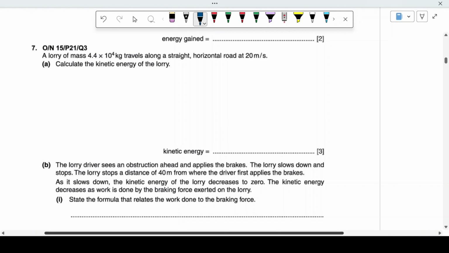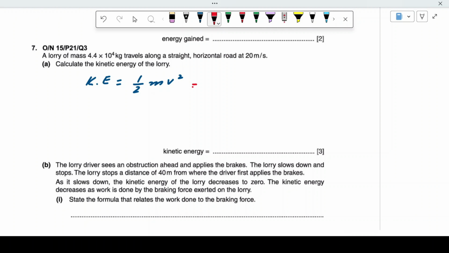So here we have the next question. A lorry of mass 4.4 into 10 raised to the power 4 travels along a straight horizontal road. Calculate the kinetic energy. The formula for kinetic energy is 1 over 2 mv square. So 1 over 2 as it is, which means 0.5. Mass is how much? 4.4 into 10 to the power 4 times the square of the speed, meaning square of 20. What do we get?